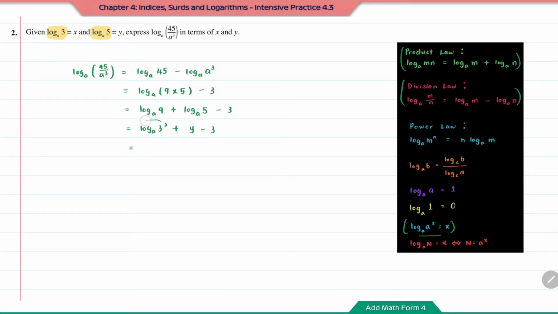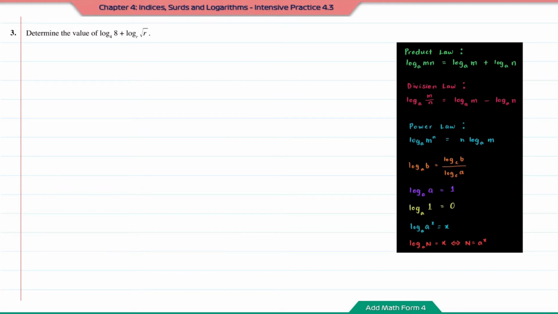Now, using the power law, move the number 2 to the front. So it's going to be 2 times log base a of 3, plus y, minus 3. So this is the same as 2 times x. So therefore, 2x plus y minus 3 will be the answer.